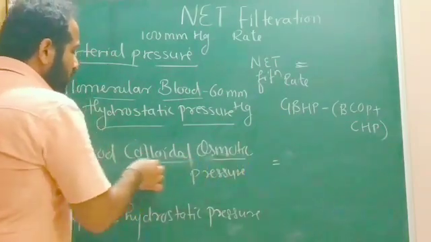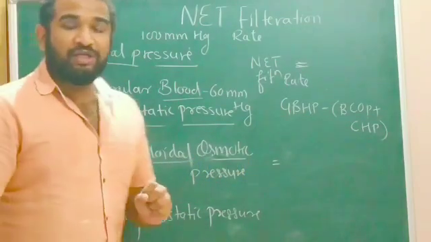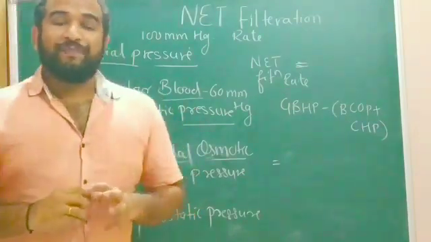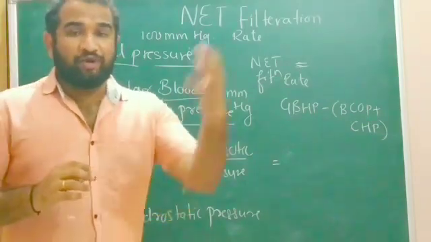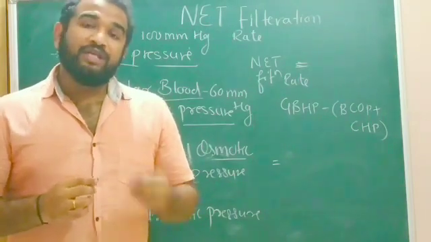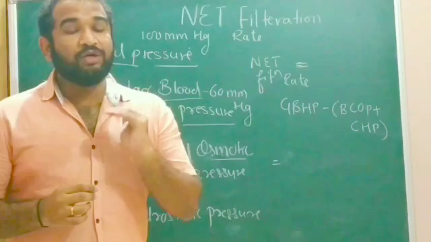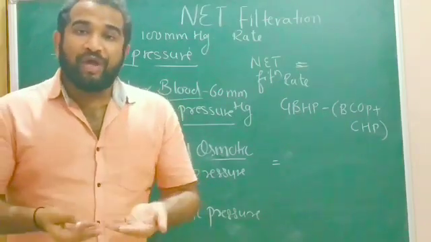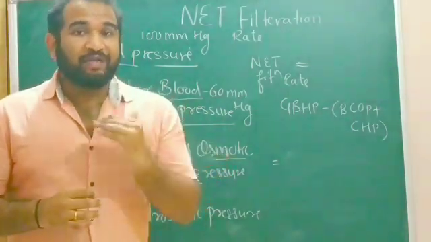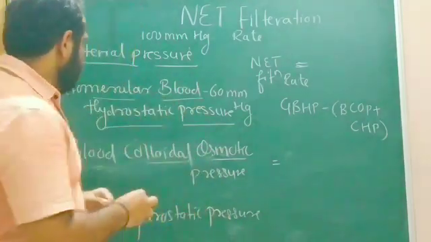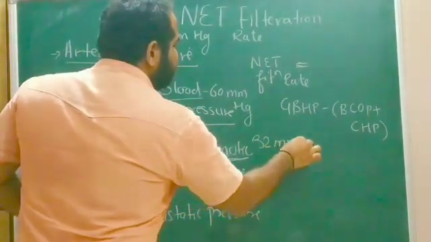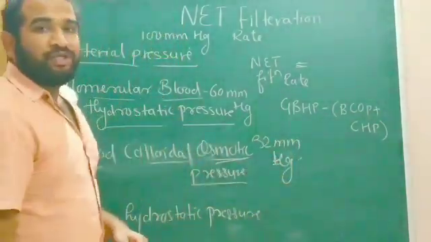Now we have talked about the glomerular pressure. The next pressure is in the Bowman's capsule, but let's stay in the glomerulus only. When the blood comes into the glomerulus, it contains proteins. These proteins will not be filtered from the glomerulus, and they exert an opposing force to the glomerular pressure. This pressure exerted by the proteins against the glomerular pressure is called the blood colloidal osmotic pressure, which is 32 mm Hg.